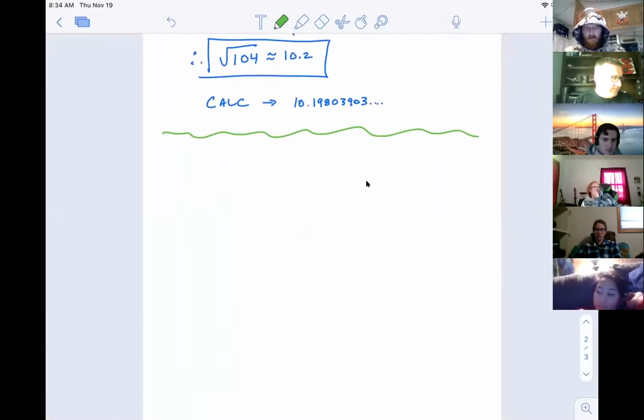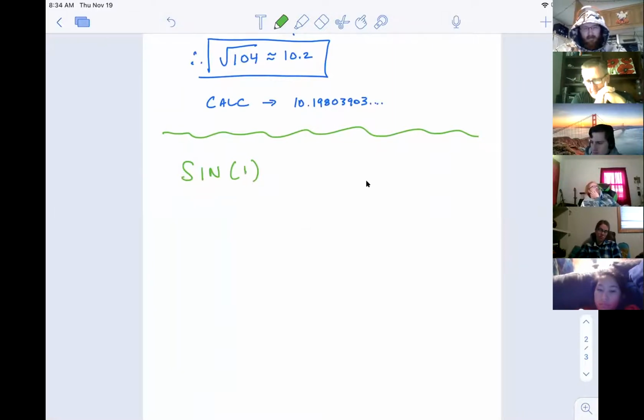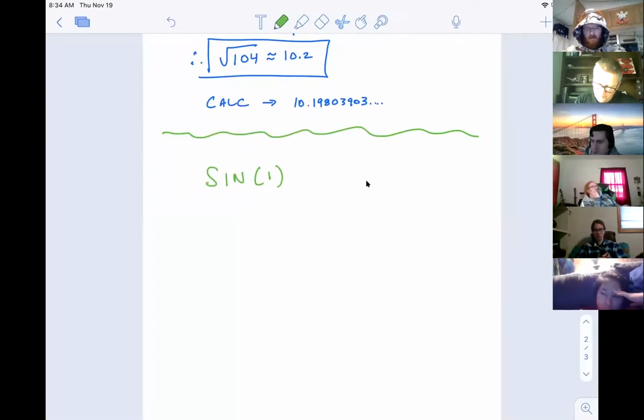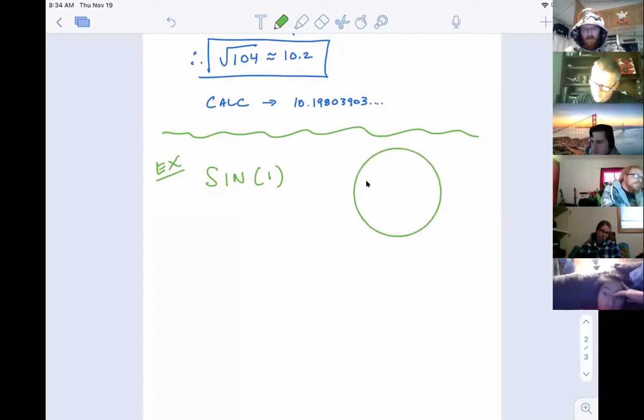What about this? Can you estimate that without a calculator based on your knowledge of the unit circle? Notice that angle's in radians. Sine of 1. Where are you if you're at an angle of 1 radian?